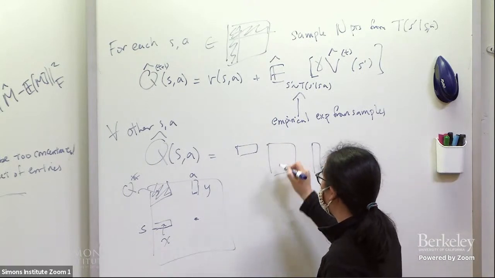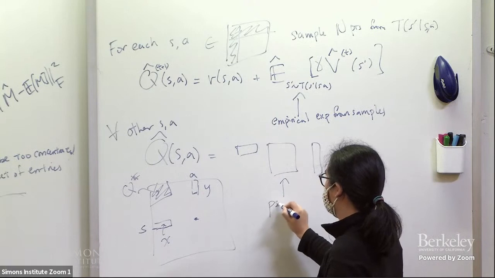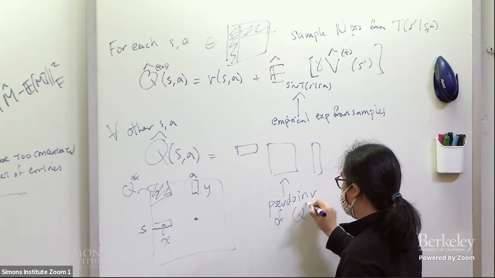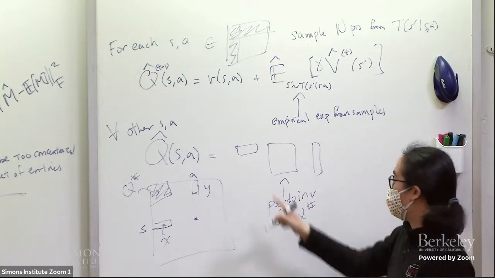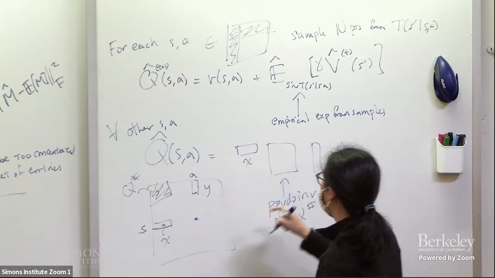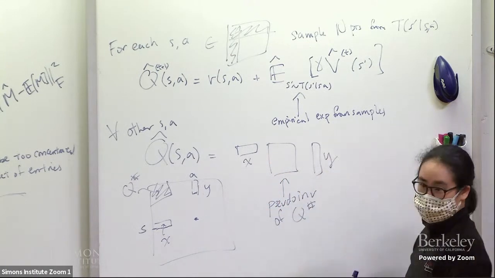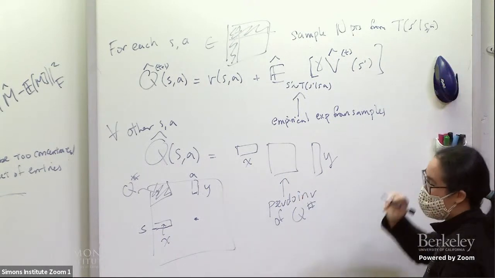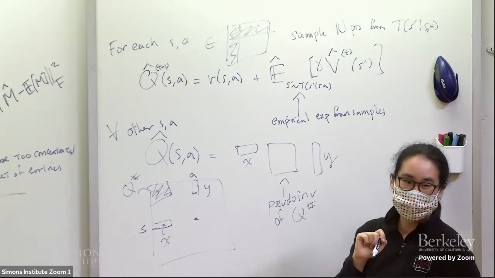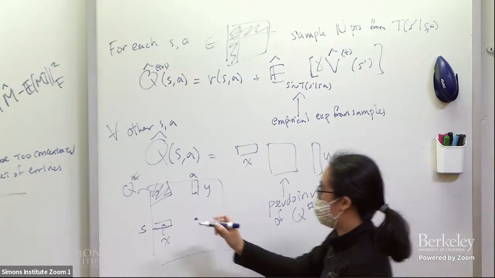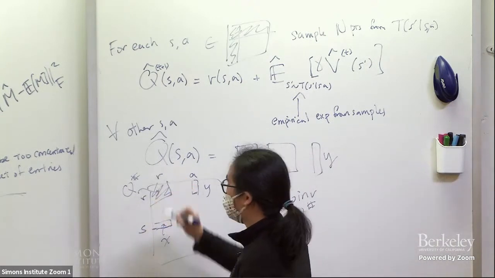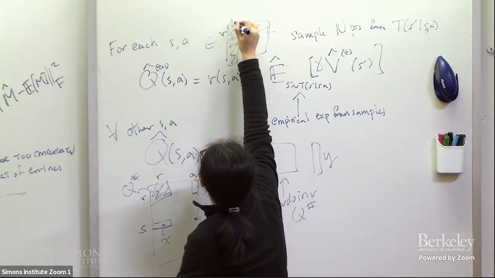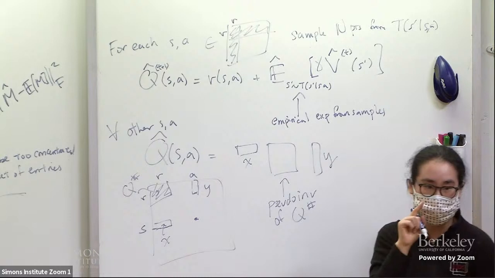Where this part is the pseudo inverse of Q sharp. This one is a vector X. This one is vector Y. And I know it looks really weird, but the easy way to explain it is for rank 1. Rank 1, and I should say this is the R body. You choose R special states and R special actions.